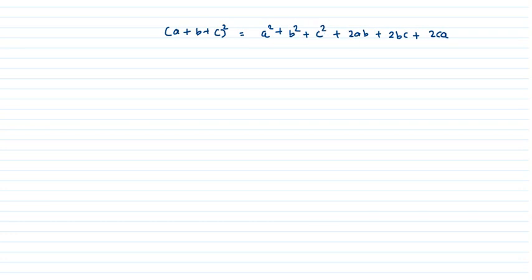2 into first and second term, 2 into second and third, 2 into third and first, or you can say first and third. You can write AC or CA, anything you can write. If you write AC also, then also no problem. So now what will be your question in exam?